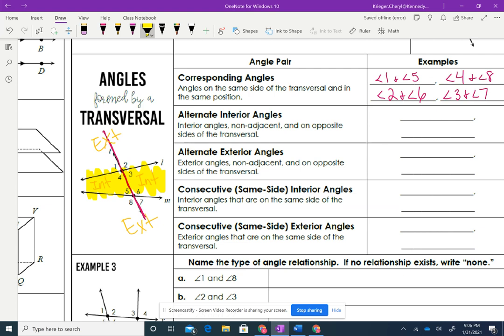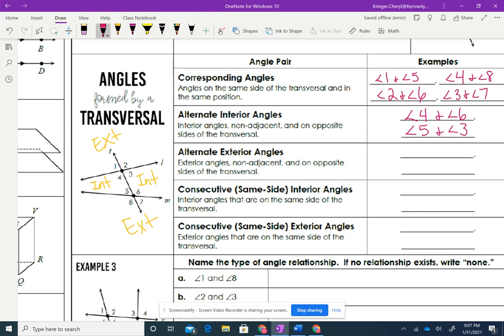So interior angles are non-adjacent and on opposite sides of the transversal. Non-adjacent, not next to each other, and on opposite sides of the transversal. But they have to be on the inside. So 4 and 6. Angle 4 and angle 6. They alternate the transversal, they cross over, and they're on the interior. Okay, so what else is alternate interior? 5 and 3. Good. Angle 5 and angle 3.